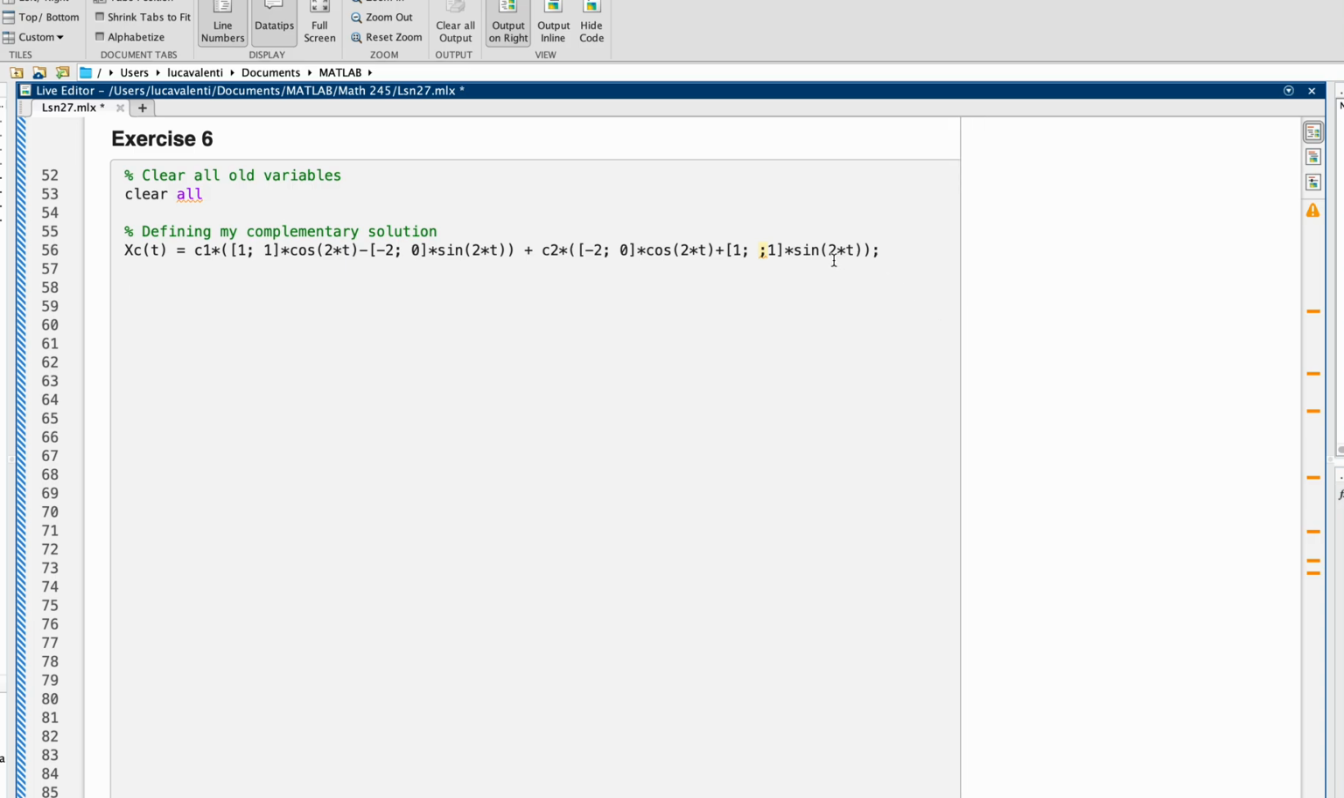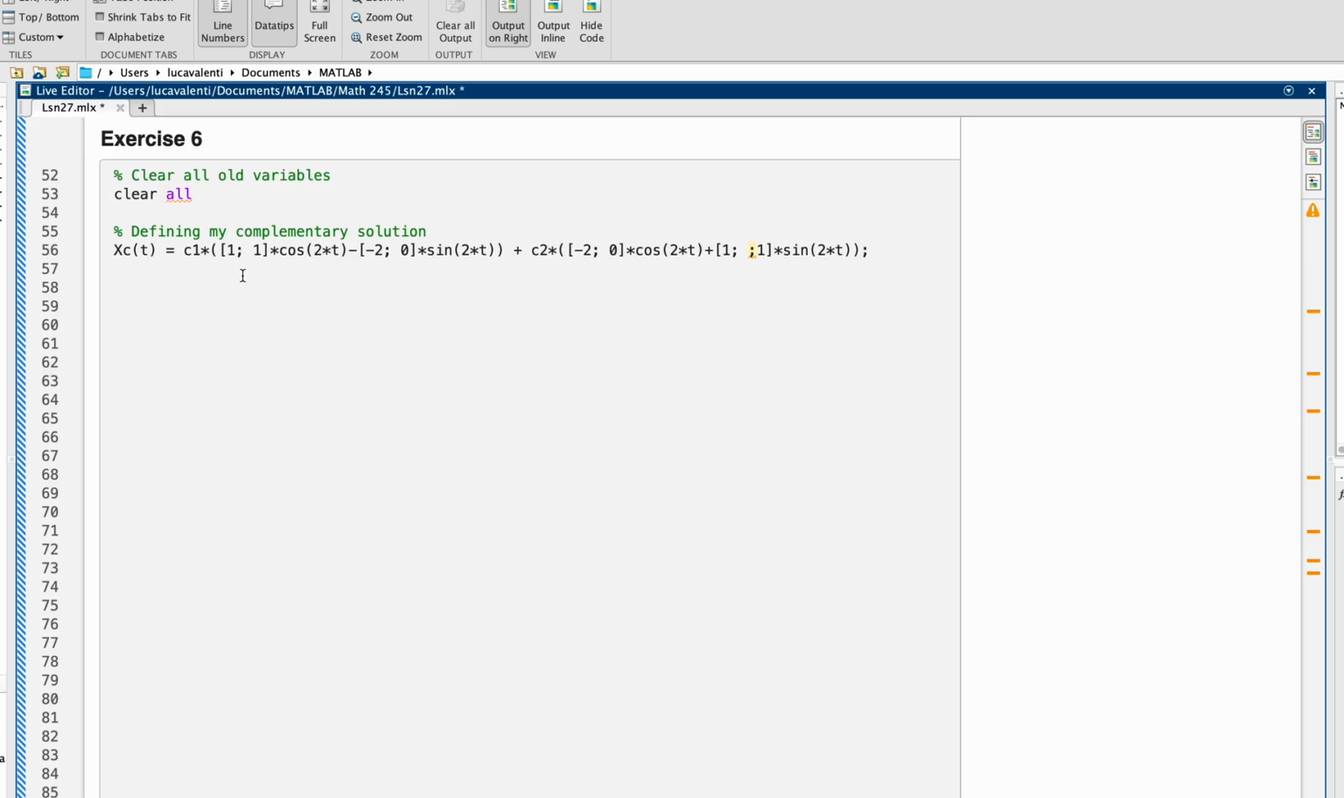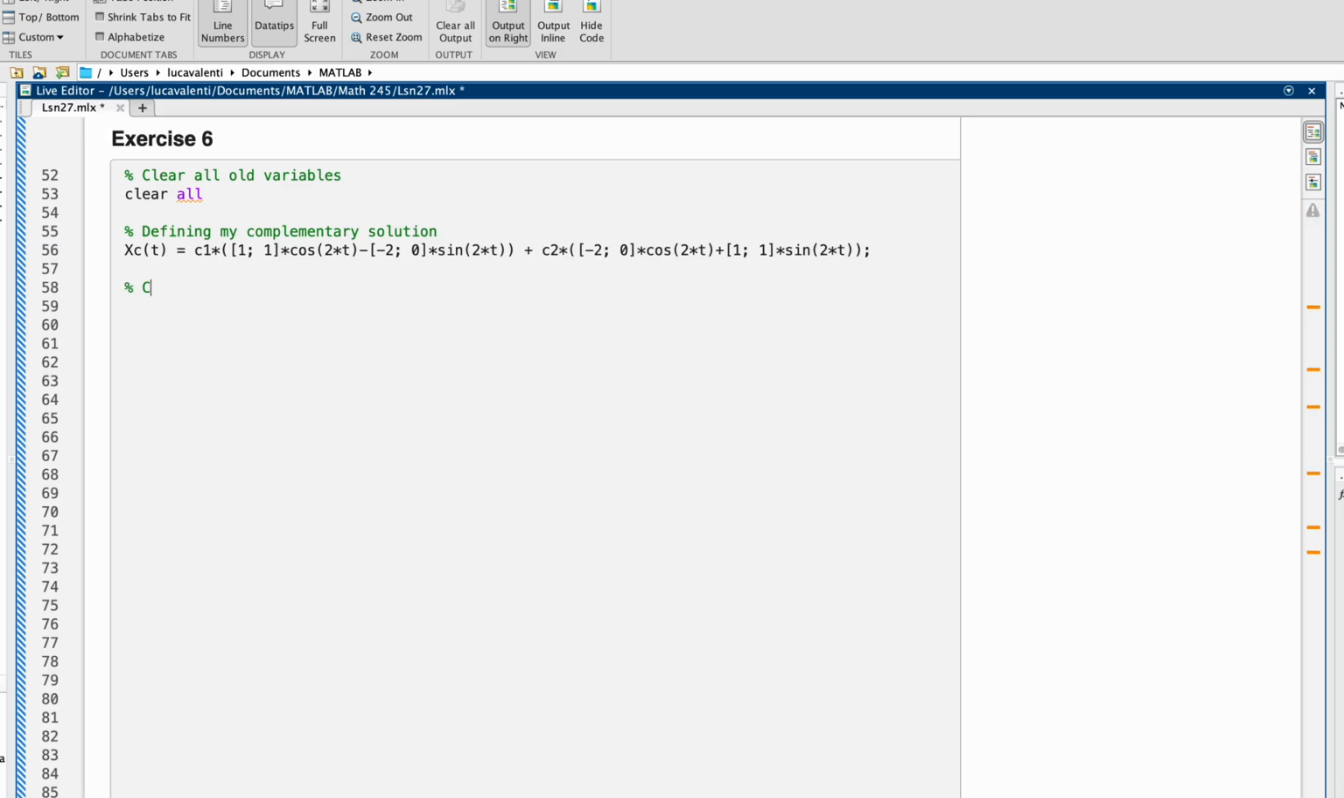And let's check for a second that we wrote everything correctly. So C1 times 1, 1 cosine of 2t minus -2, 0 times sine of 2t plus C2 times -2, 0 cosine of 2t plus 1. Here, I made a little bit of a mistake. There it is, 1, 1 sine of 2t. Now that I have this, I'm going to define my coefficient matrix.